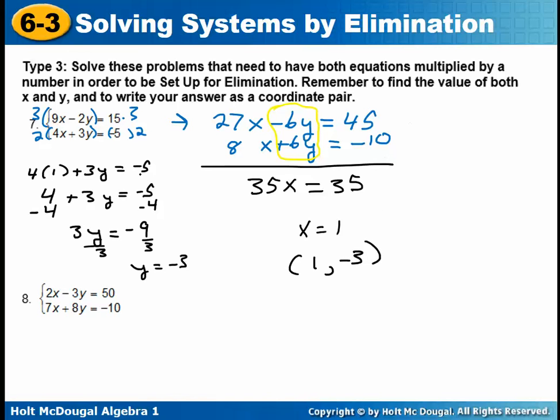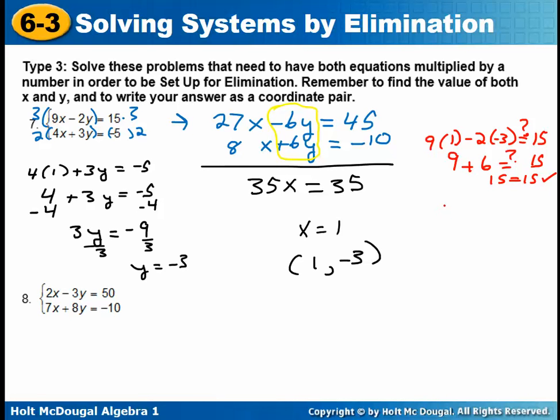And then we check. So to check, I'm going to do it over here. I'll use red to check. I'm going to write both equations, but instead of putting an x, I will replace it with 1. And wherever I see a y, I will put negative 3. And I want to see if this is equal to 15. So that would be 9 minus 2 times negative 3 would be a plus 6. And does that equal 15? 9 plus 6 is 15, so it checks.